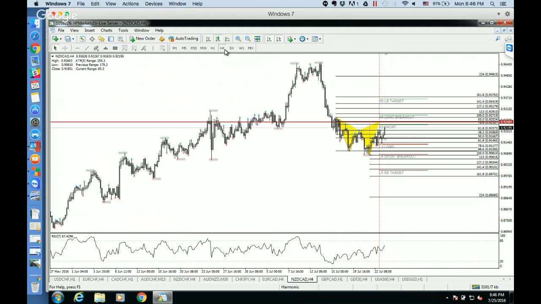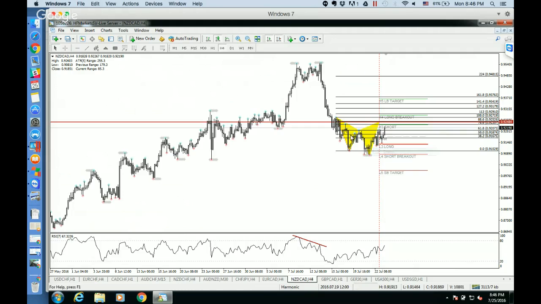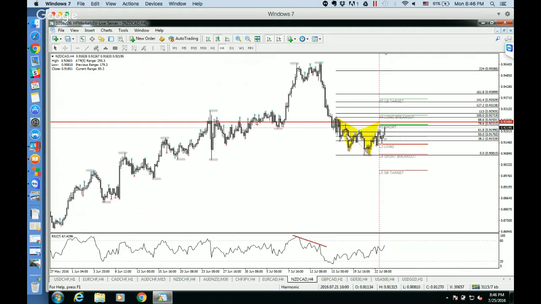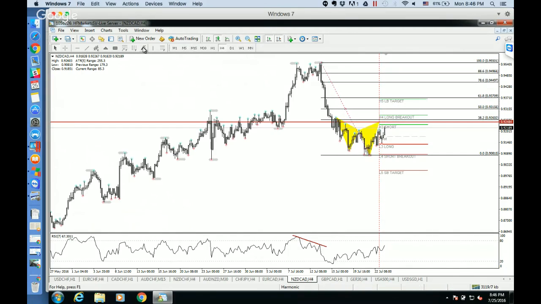Kiwi CAD. This is interesting because we have two setups. On the higher time frame, we have a double top, and you can see RSI is divergent. It prints a lower high. So the first setup over here is on the higher time frame H4. We are waiting for a 61.8 retracement for this double top divergence.